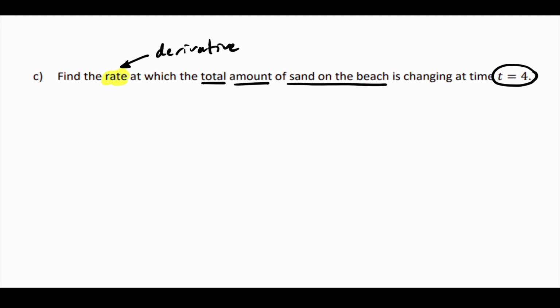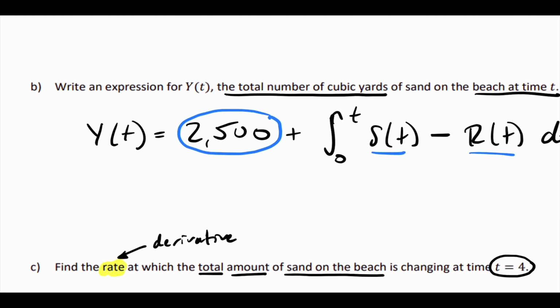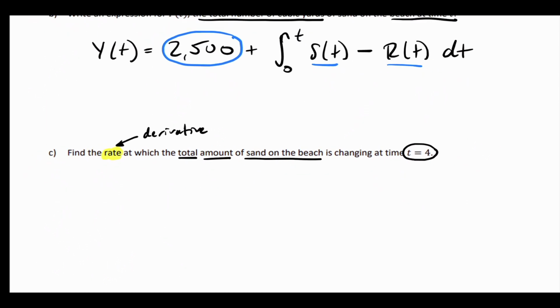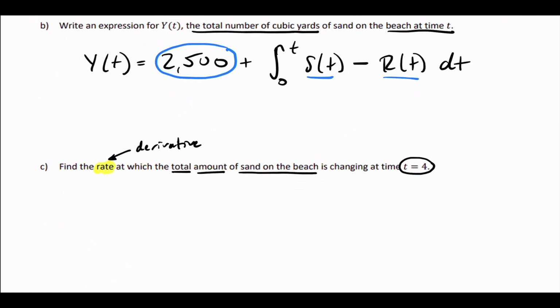If it says find the rate at which the total amount of sand is on the beach, well, rate means derivative. Check. Total amount of sand. Do I have an equation for total amount of sand? Yeah, we just did that, right? Isn't that what we just did right here? At any given time? So what this is saying is take the derivative of the one you just solved. Okay? So that's what we're going to do.